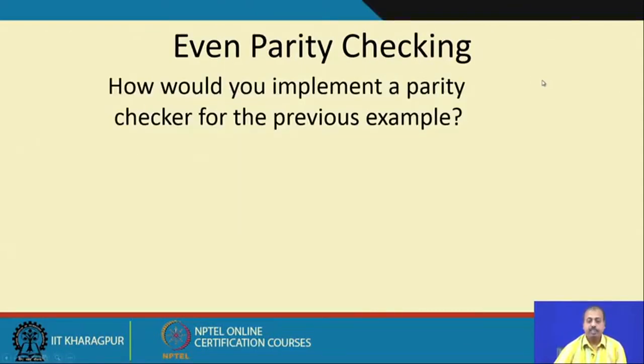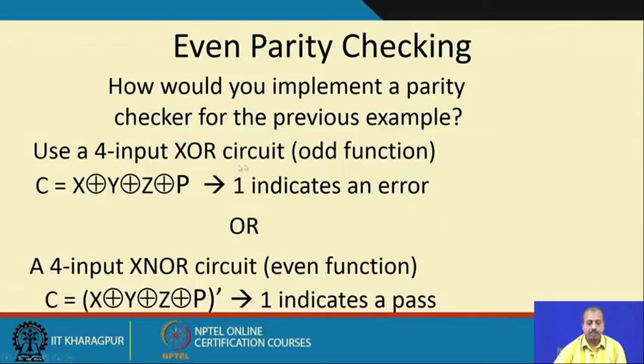So, how do you check the parity? You can have a 4 input XOR circuit, since you are getting 4 bits: x, y, z and p. If you do an XOR operation and you get a 1, that means there is an error, because even parity means if you XOR with the parity bit also, you should always get a 0. So, if you get a 1, that means there is an error.